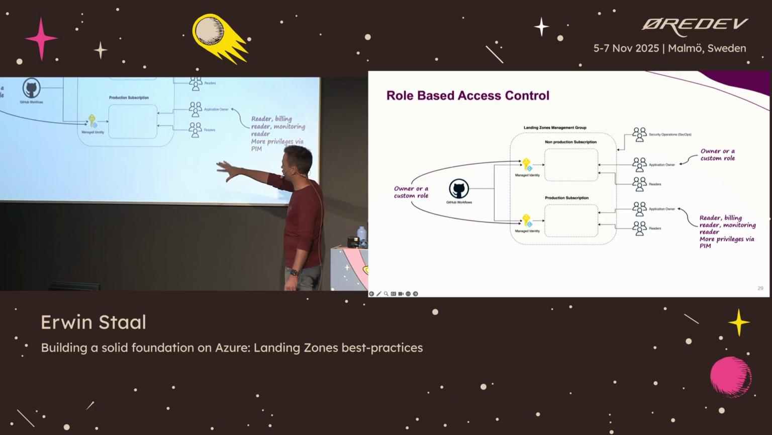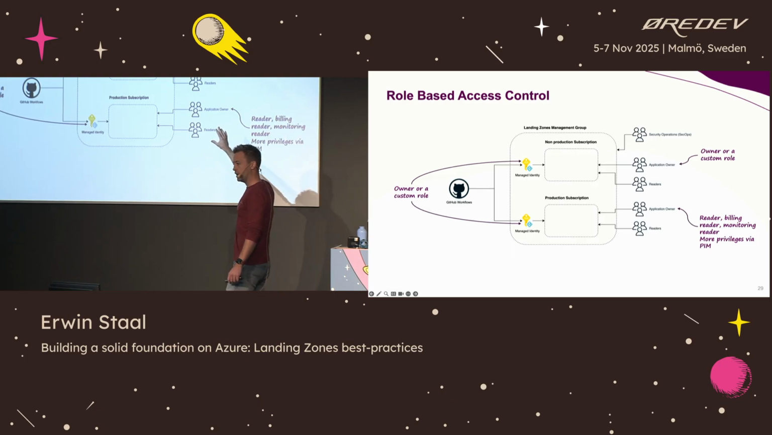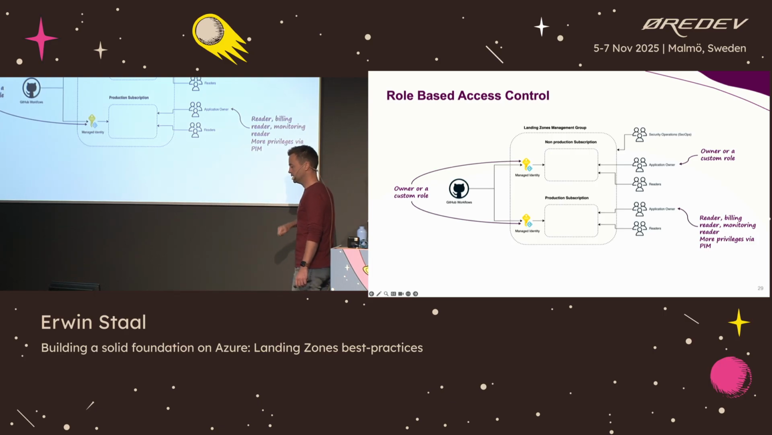But besides the automation, there's also actually people working with these environments, right? So what we often do is, on the non-production environment, we give application owners or engineers also permissions to work there manually, to try out stuff, to see how stuff should be built, etc. But in production, they of course don't get permissions to modify anything because they should do that via automation to begin with. But to do their work, they need things like reader rights, maybe billing reader, those kind of things.